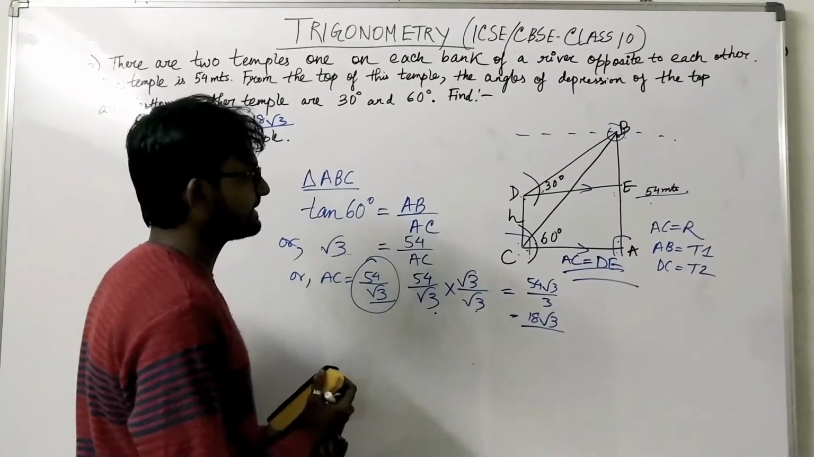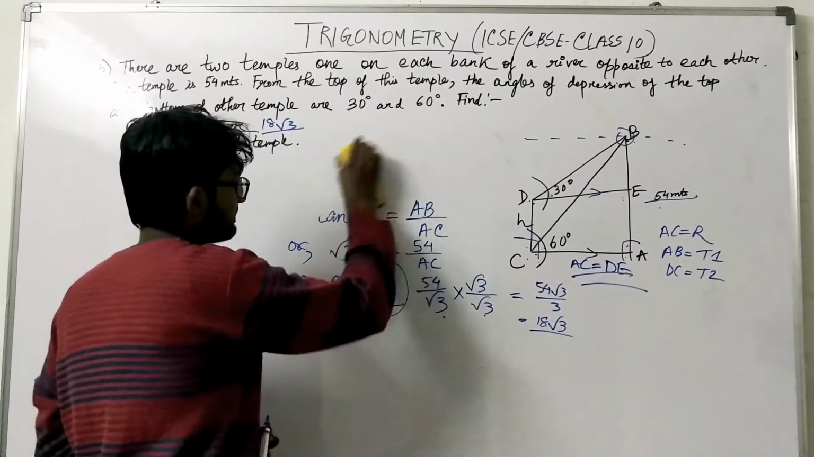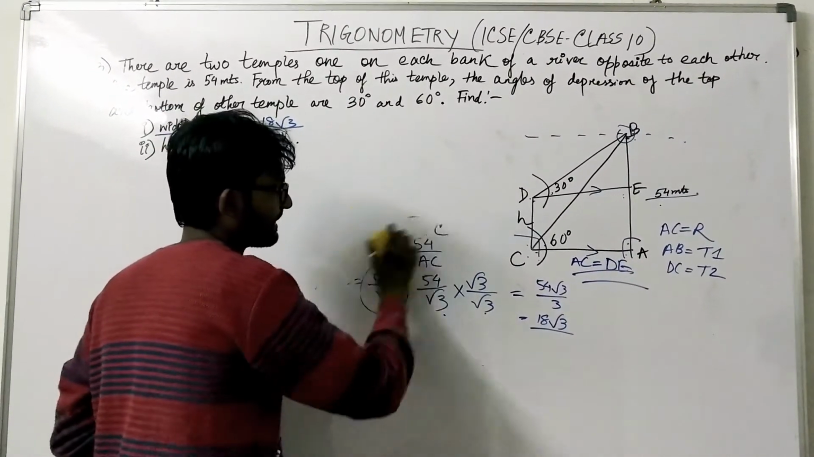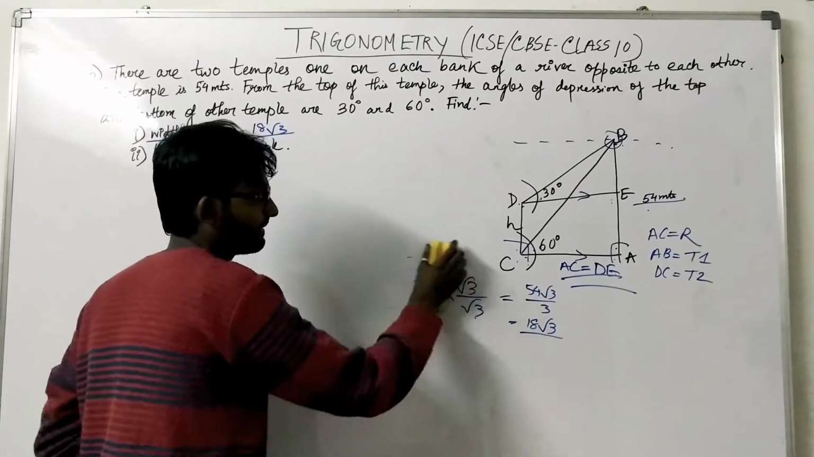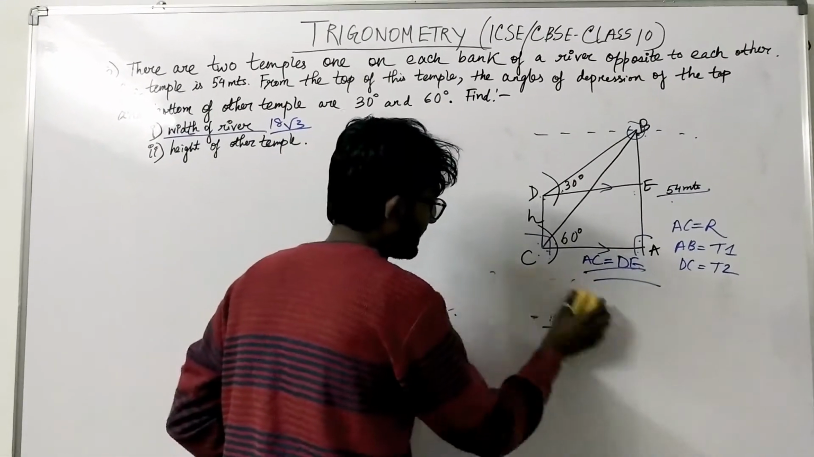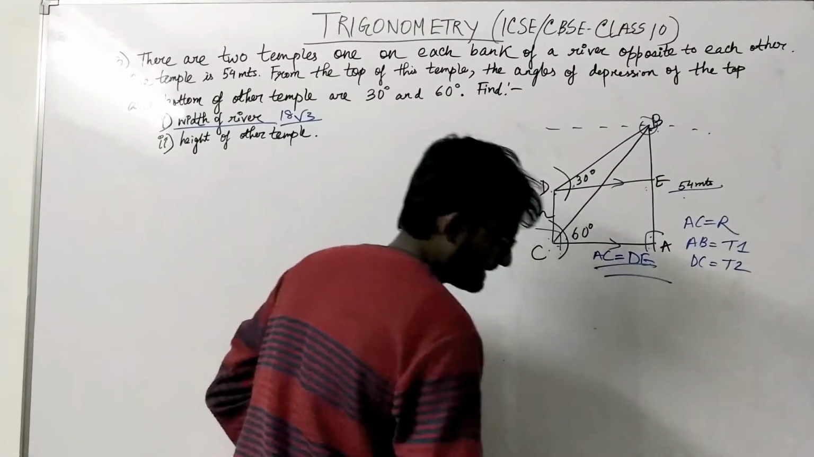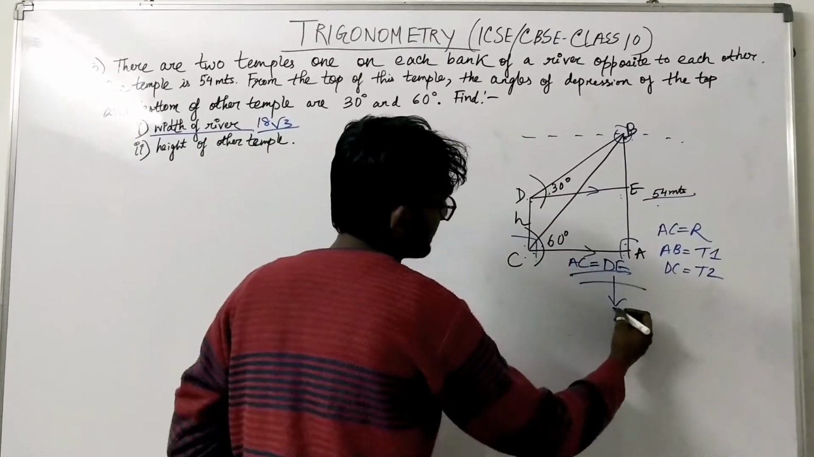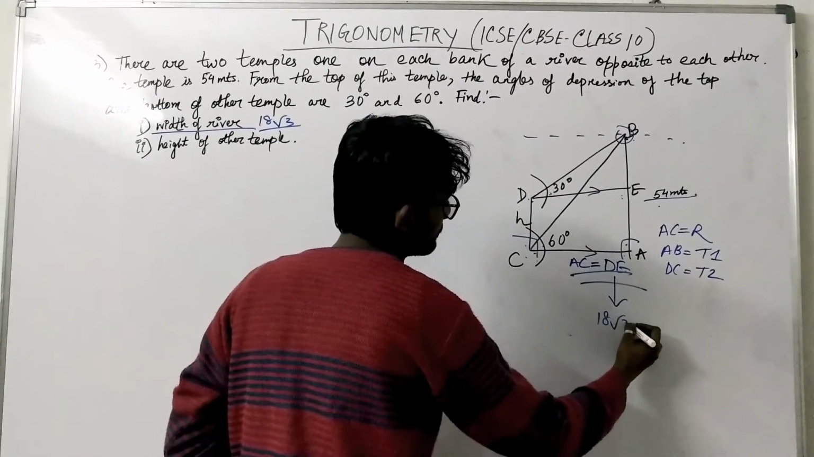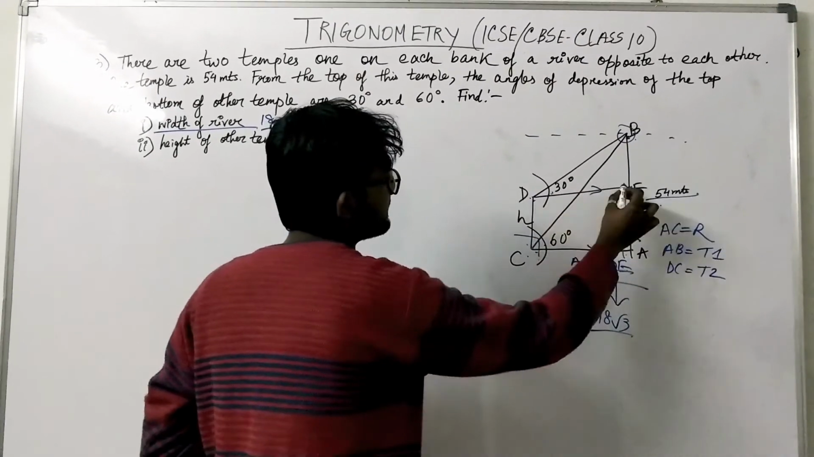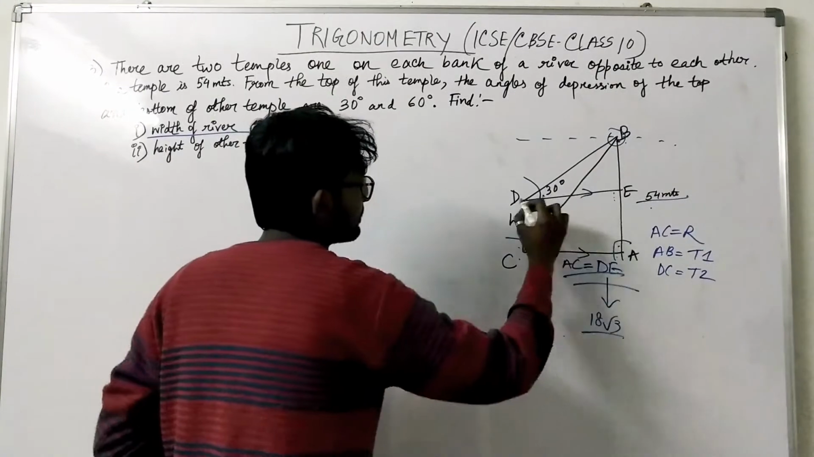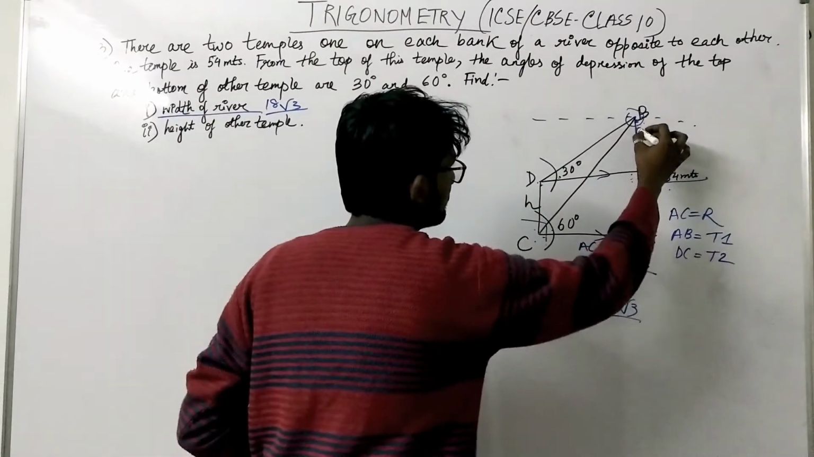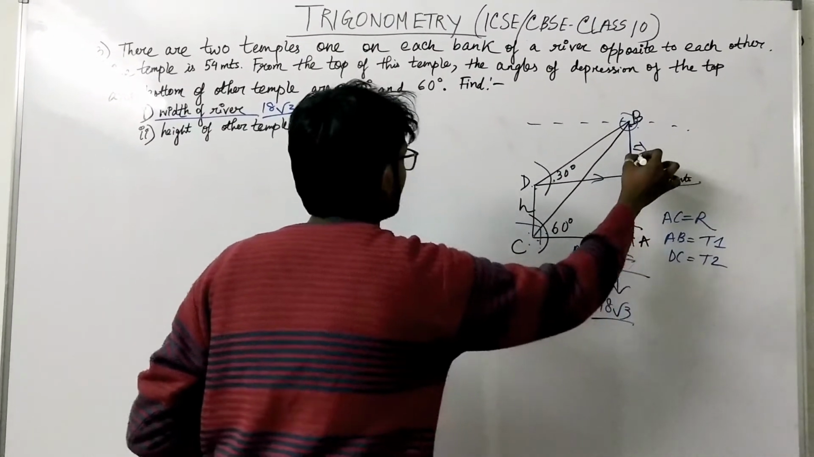So you guys can think, what is there in BDE? BDE also has the same thing, one angle, as you know. And now we have DE as well, as DE is nothing but AC, that is 18√3. So we know DE, we know this angle. So we need to find out BE, this one we need to find out.